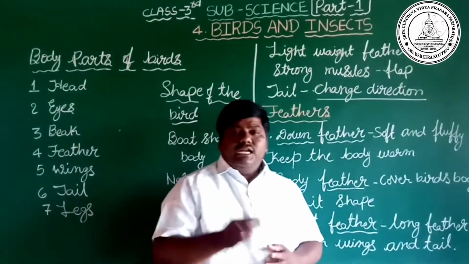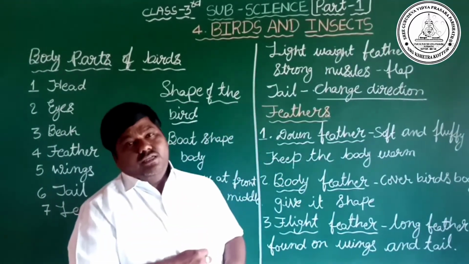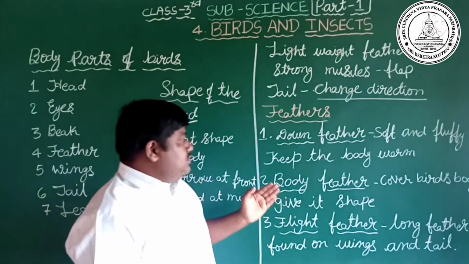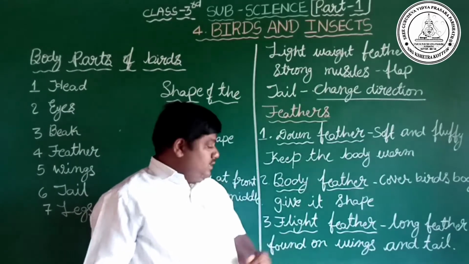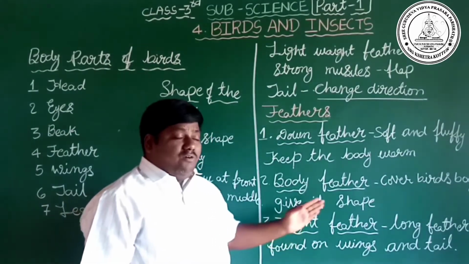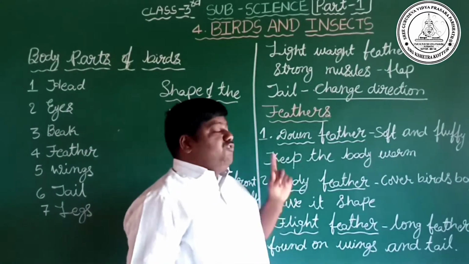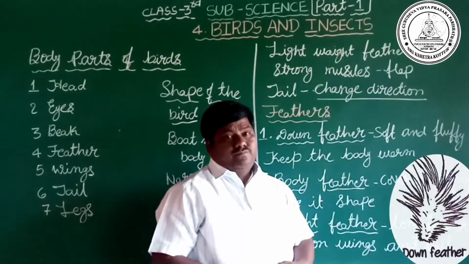Okay, dear children, now we are going to learn types of feather. Here there are three types of feather. First one is down feather, second one is body feather, and third one is flight feather. Okay, now we are going to learn first type of feather, that is down feather.